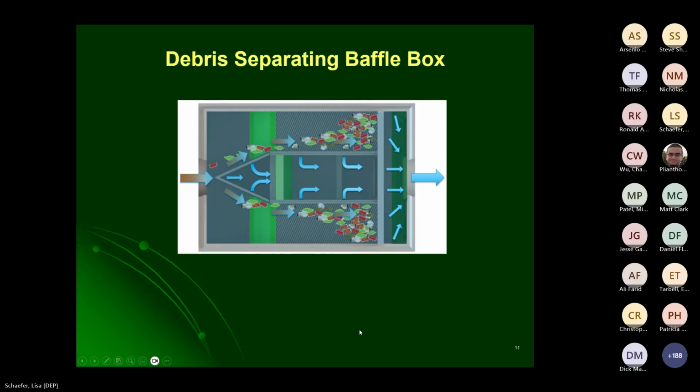Next slide. You'll see as the flow comes in, there's a splitter up front which directs the debris and trash on top of the screens. The stuff that goes through the screened openings goes down the center, and that's where it drops out into the sumps below, and then it joins together and goes on the outside.